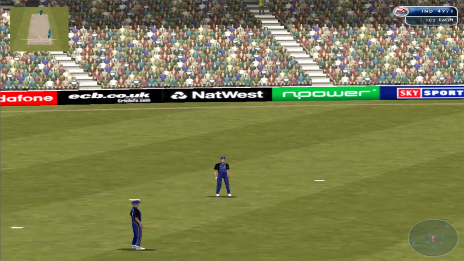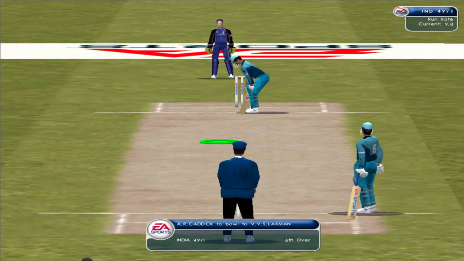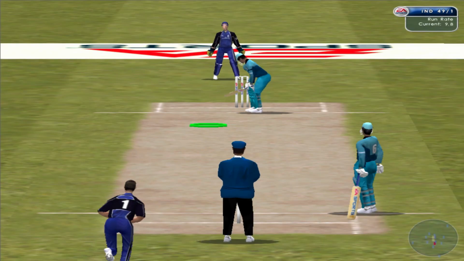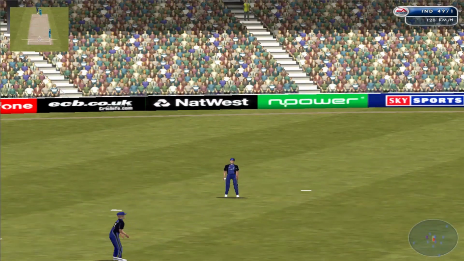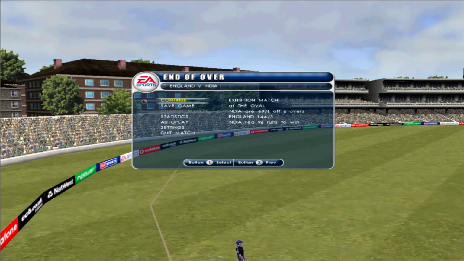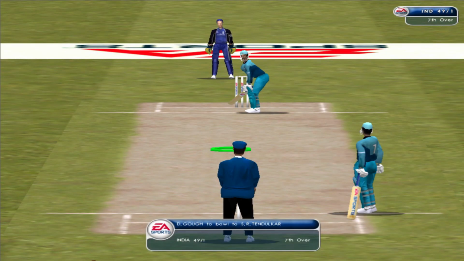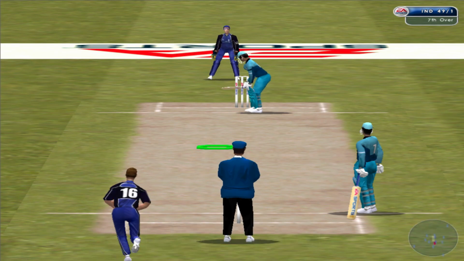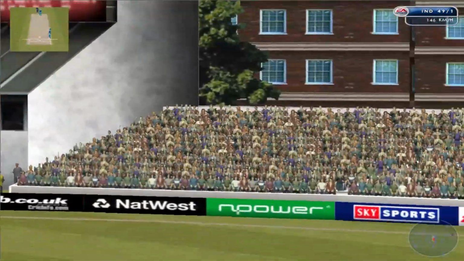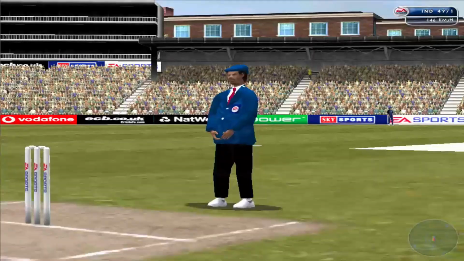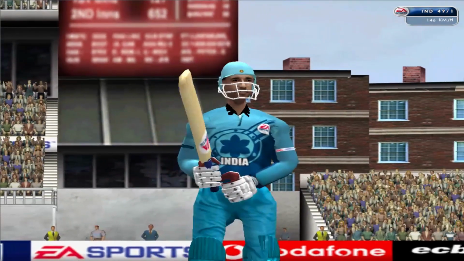It's straight at Trescothick. That over cost 10 runs. Goff to begin a new over. Now the run rate stands at just over 6.5 and over. There it goes. Tendulkar has moved into the 20s and is starting to look far more relaxed. The 50 is up for India.